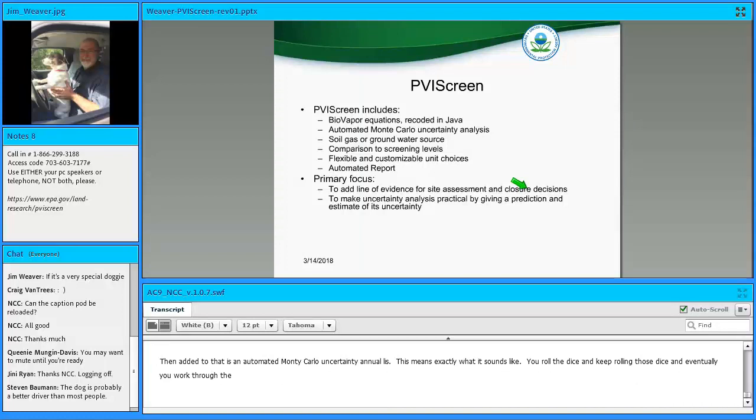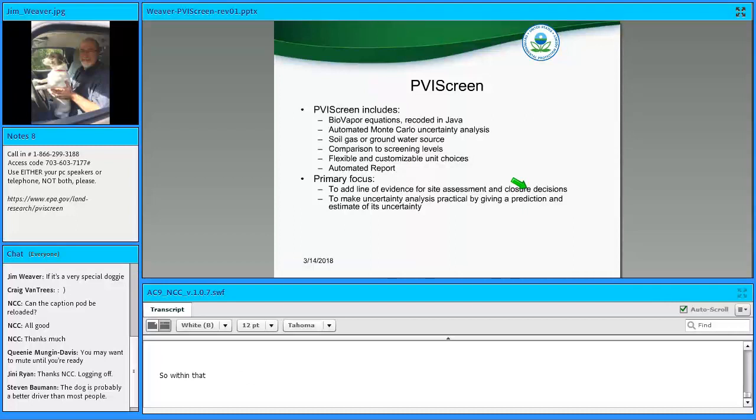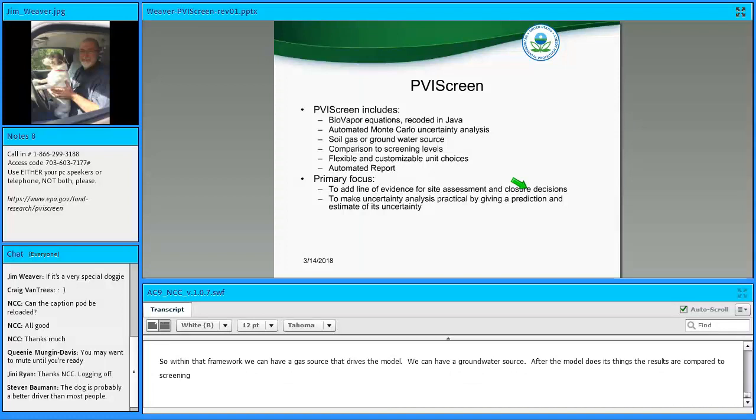So within that framework, we can have a soil gas source that drives the model. We can have a groundwater source. After the model does its thing, the results are compared to screening levels. So those screening levels are entered as part of the input, and what we're going to see is the probability that these model runs exceed the screening level.